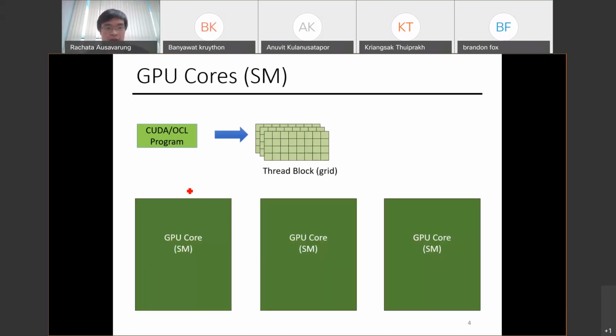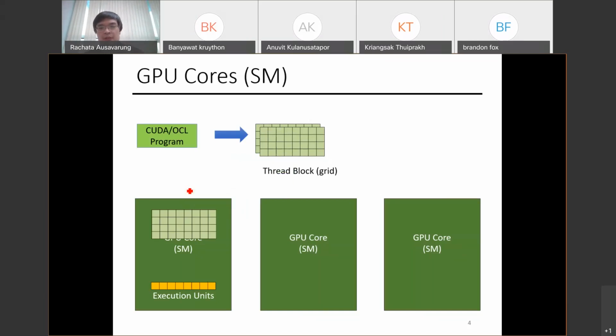Then the GPU core, or what NVIDIA calls a streaming multiprocessor, or SM, will handle each of the thread blocks. Each core will have a bunch of execution units, or ALUs. In contrast to the CPU, the GPU will have a lot more ALUs. It will send a warp, as I show here, to the execution units, so you can execute everything in that warp in one cycle.